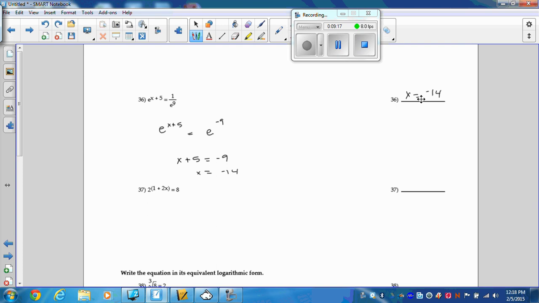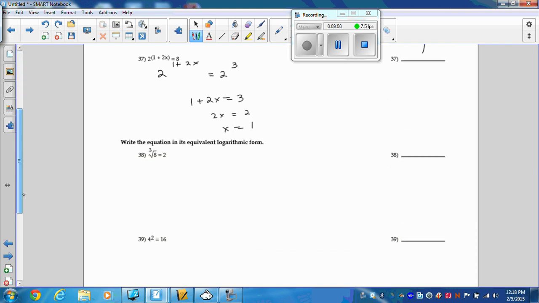And then we go to 37. So in 37, we're going to be writing this as a power of 2. So 2 to the 1 plus 2x equals 2 to the 3rd. These are the same base, so 1 plus 2x equals 3. So 2x equals 2, and x equals 1. So in question number 37, x equals 1.